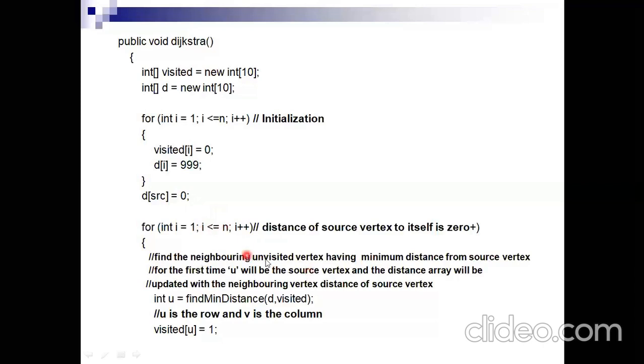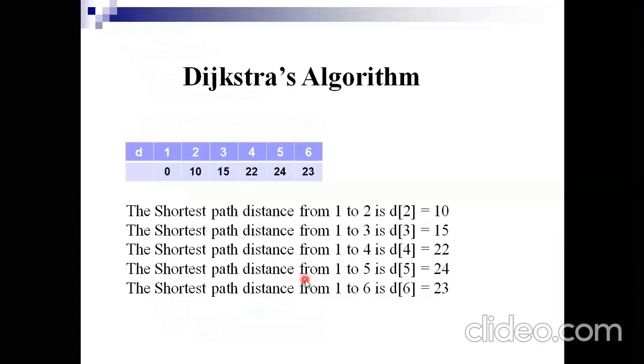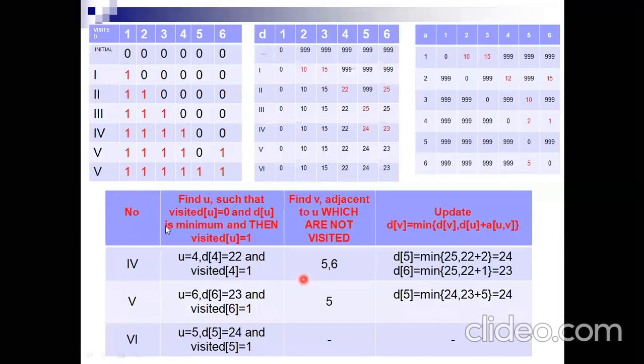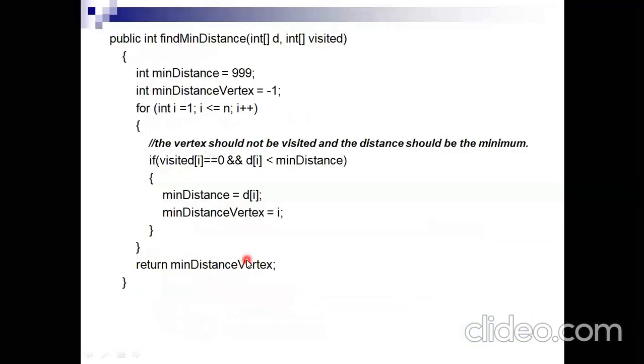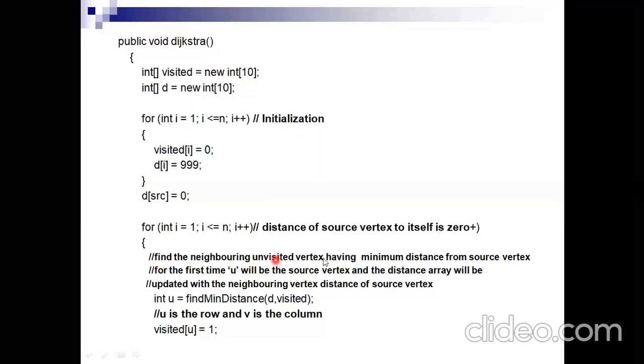I should find a neighboring unvisited vertex having the minimum distance from the source vertex for the first time. Because you all know that D of source is 0. That is minimum. For the first time, your u will be the source vertex itself. If you traverse back, you can see in the table, for the first time, u is your source vertex only. Right? That's the comment I have given here. Because u will be your only source vertex.